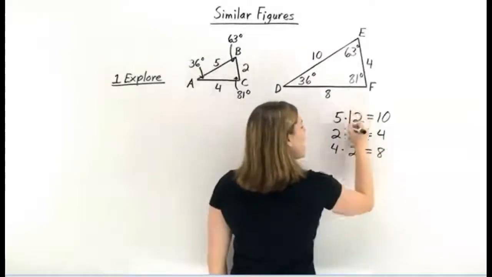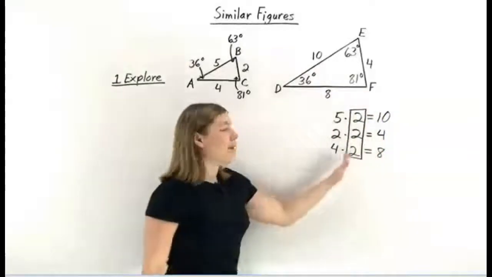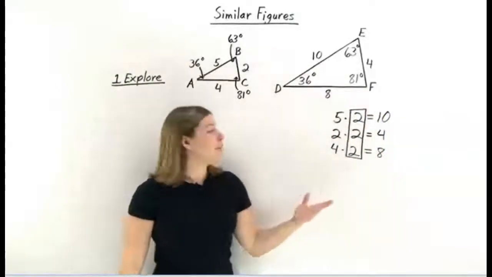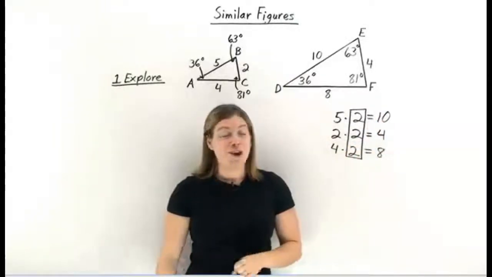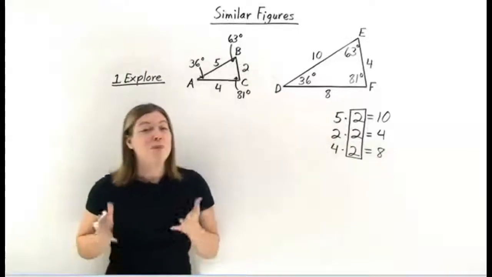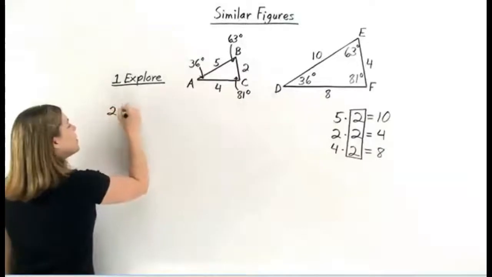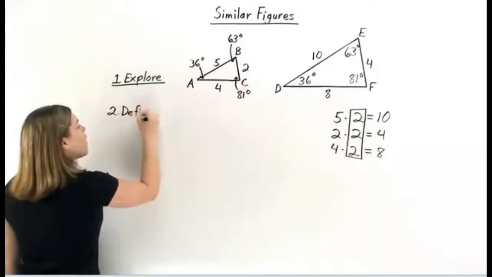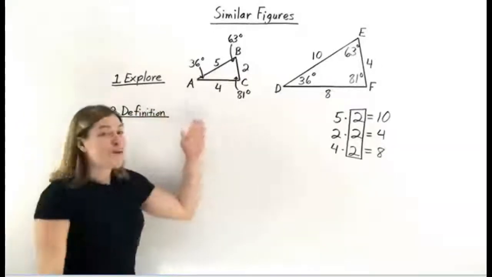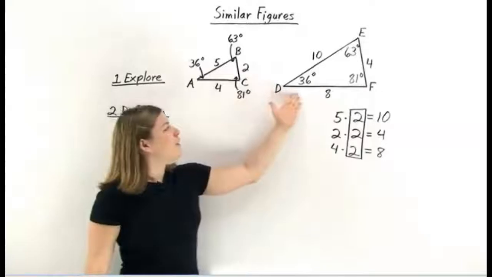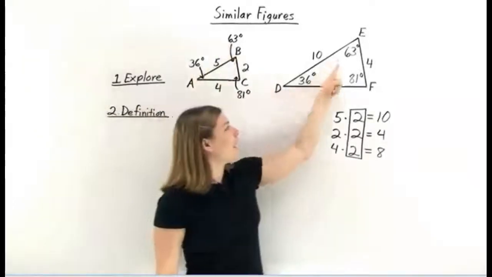So, we can take each of the side measurements from the first triangle, multiply each of them by the same constant, and we will get the measurements of the corresponding sides in the other triangle. All of these relationships that we've seen mean that these two figures are similar figures. Similar figures are figures that have the same shape and the same angle measurements. That's exactly what we've seen here. Both of these figures are triangles, and they both have the exact same 3 angle measurements.